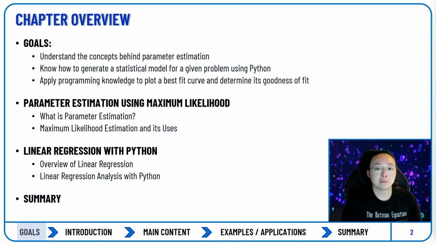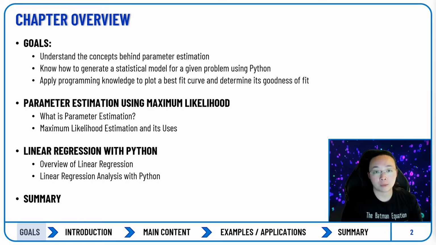So the goals in this chapter, number one, are to understand the concepts behind parameter estimation, basically what it means, what different methods we can apply to do something like this. Number two, know how to generate a statistical model for a given problem using Python. So that would basically be trying to figure out what kind of model to use. Then we can apply programming knowledge to plot a best fit curve and determine its goodness of fit. So those are the three main goals for this chapter.